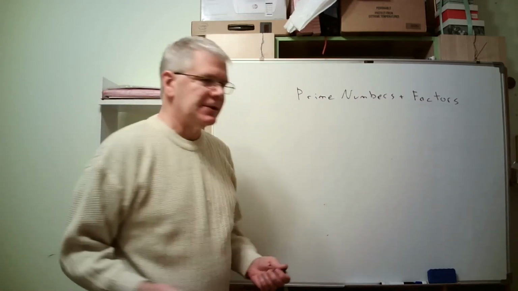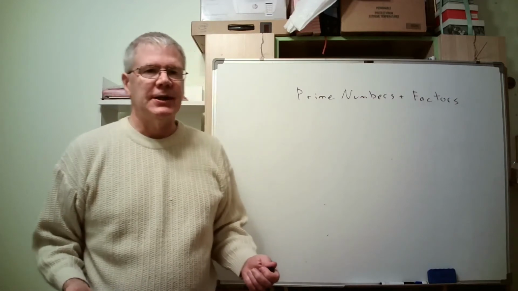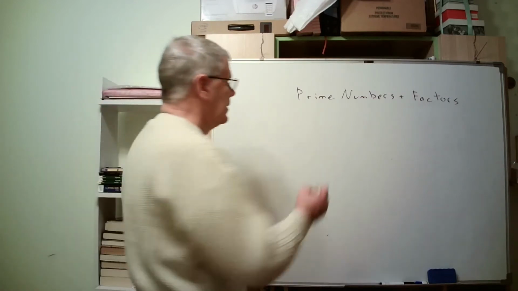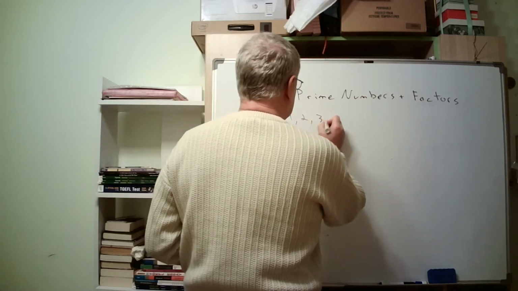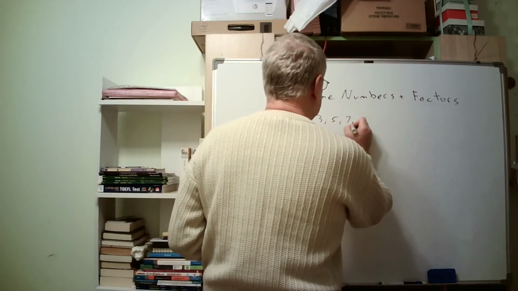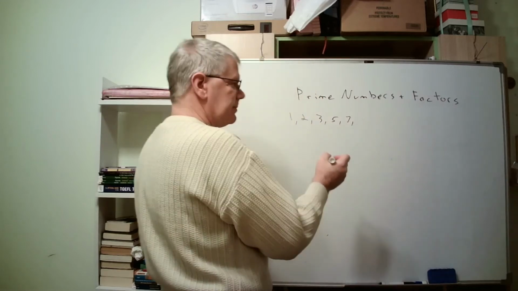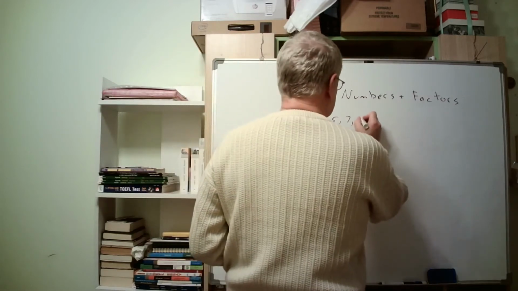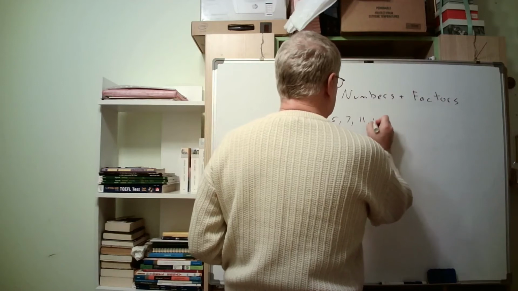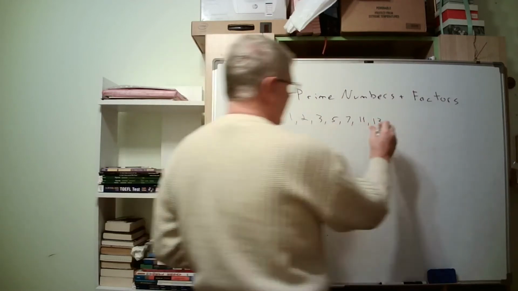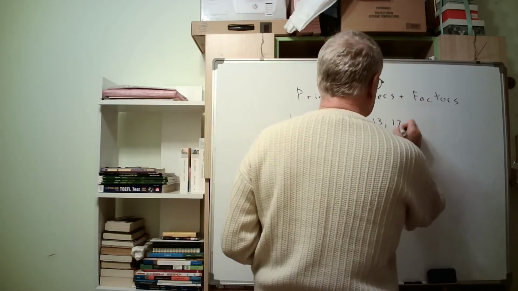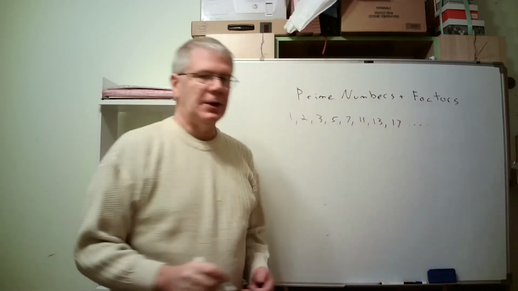A prime number is not divisible by any other number except itself and 1. So 1, 2, 3, 5, 7, 9 is divisible by 3, but 11 is prime, 13 is prime, 15 is 3 times 5, so the next will be 17. These are prime numbers.